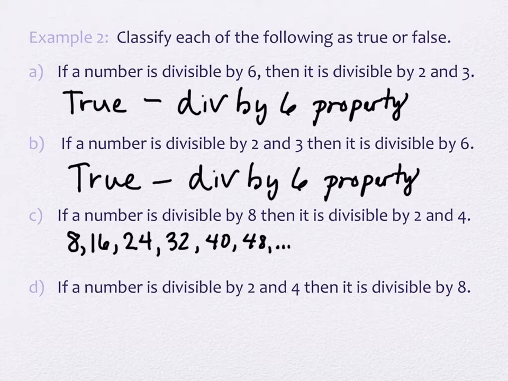Yes. Are all these numbers divisible by 4? Yes. And no matter how long this list goes, will they always be divisible by 4? Yes, they will. And the reason is because 2 times 4 is 8. So if it's divisible by 8, it has to be divisible by all the factors of 8 too. So this one actually ends up being true. So we sort of get half of a divisibility rule that doesn't exist. But the other half, on part D, is not true. Just because it's divisible by 2 and 4 does not make it divisible by 8.